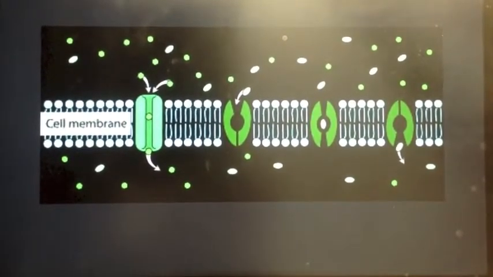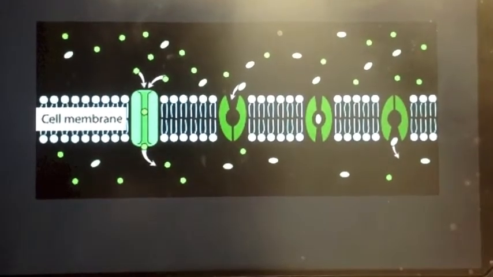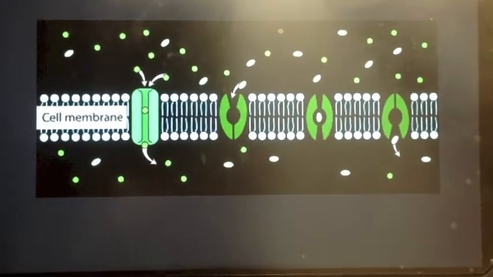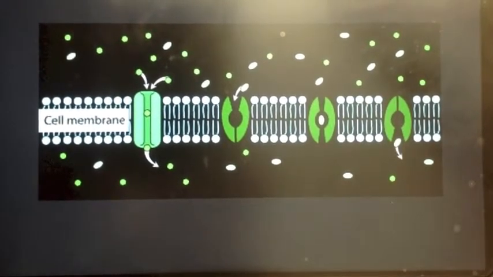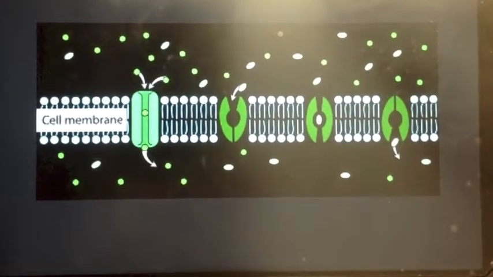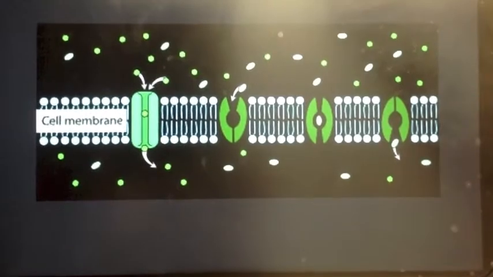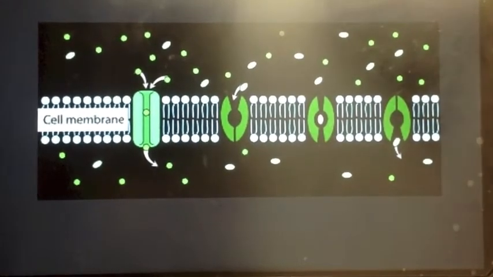A channel protein, which is a type of transport protein, acts like a pore in the membrane that lets water molecules or small ions through quickly. Water channel proteins allow water to diffuse across the membrane at a very fast rate. Gated channel proteins are transport proteins that open a gate, allowing a molecule to pass through the membrane. Gated channels have a binding site that is specific for a given molecule or ion.